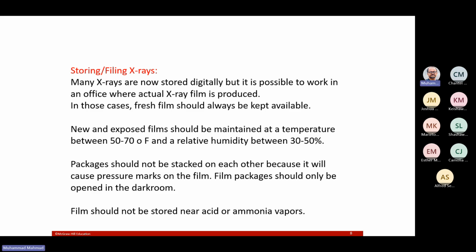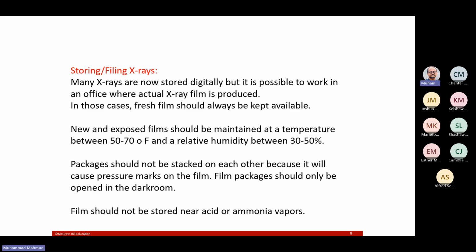Many X-ray facilities are now storing images digitally, but it is possible for you to work in an office where actual X-ray film is produced. In those cases, fresh film should always be kept available. New and exposed film should be maintained at a temperature between 50 to 70 degrees Fahrenheit with a relative humidity between 30 to 50%.